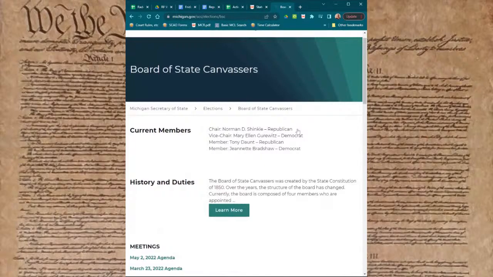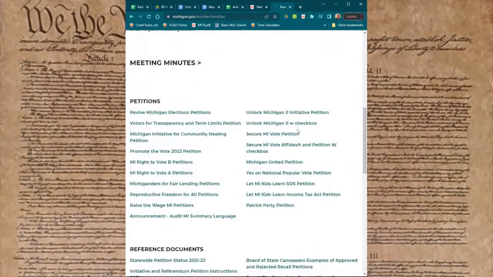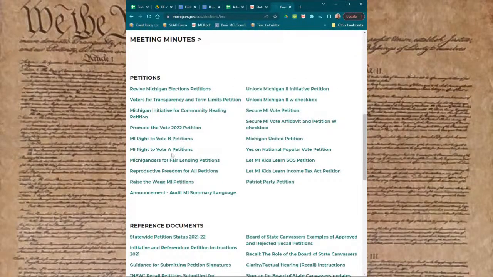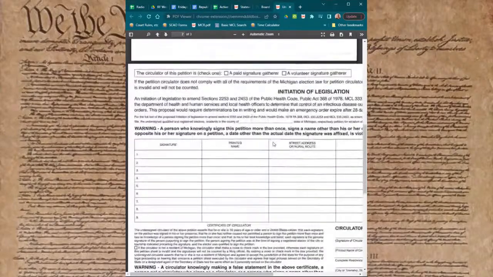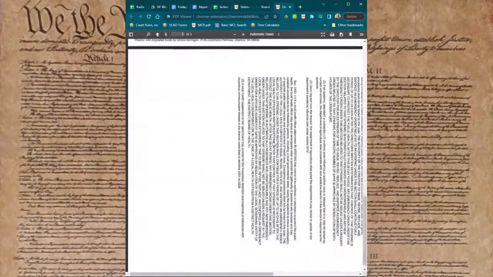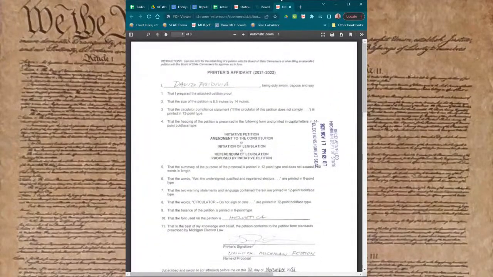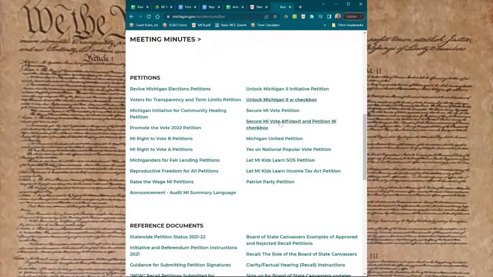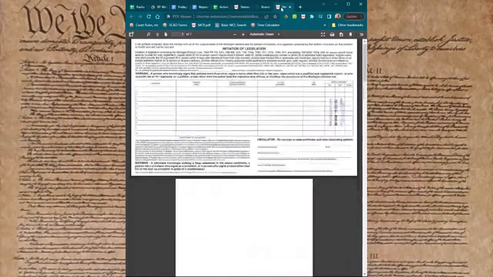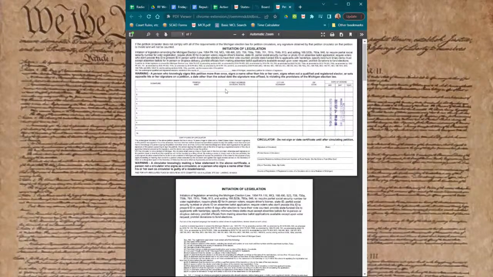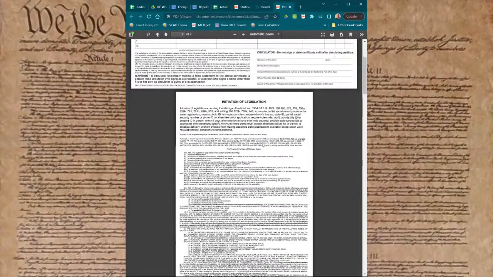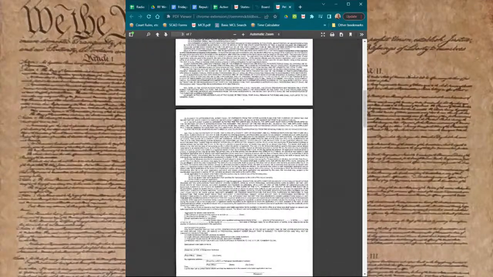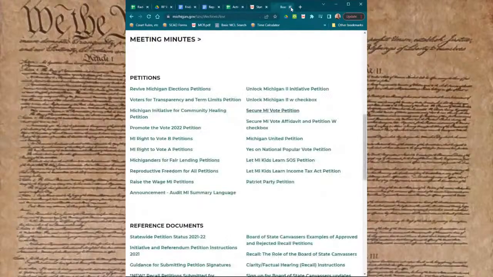But if you dig down on the Board of State Canvassers and you go far enough, you see petitions, and then you see the link, and these actually do work. So let's see, Unlock Michigan with the checkbox after the court case. So you have the actual documents that were submitted. You see the actual petition. There you go. So you can actually read the documents there. Let's see, Secure Michigan, I think, was the other one that we were looking at. And there you go. You can see the actual petition that was submitted. And this shows the language of the actual laws that would be changed, et cetera.